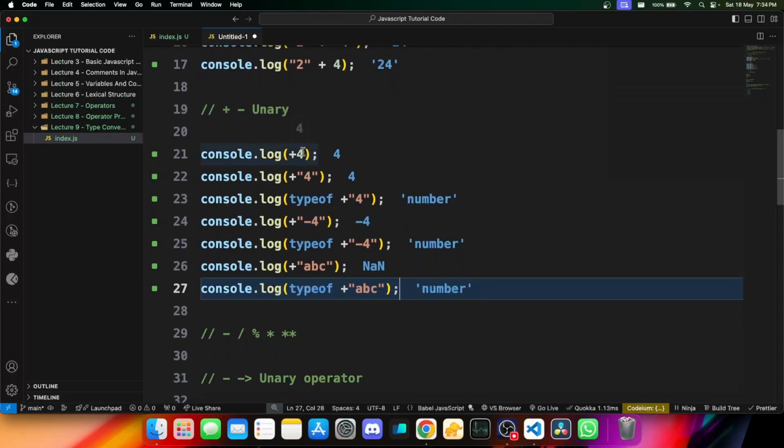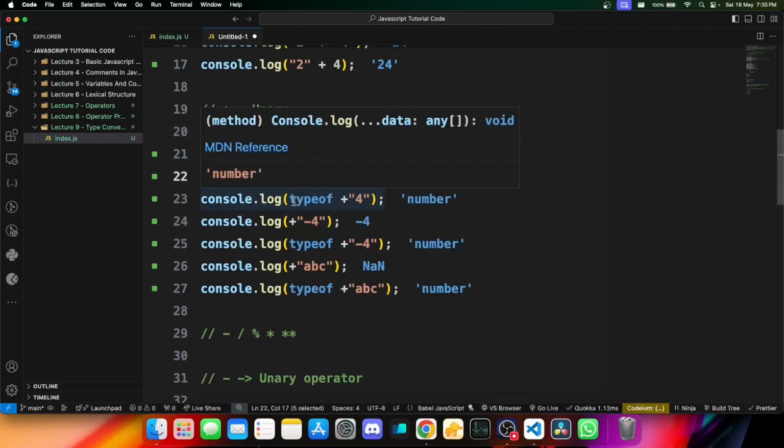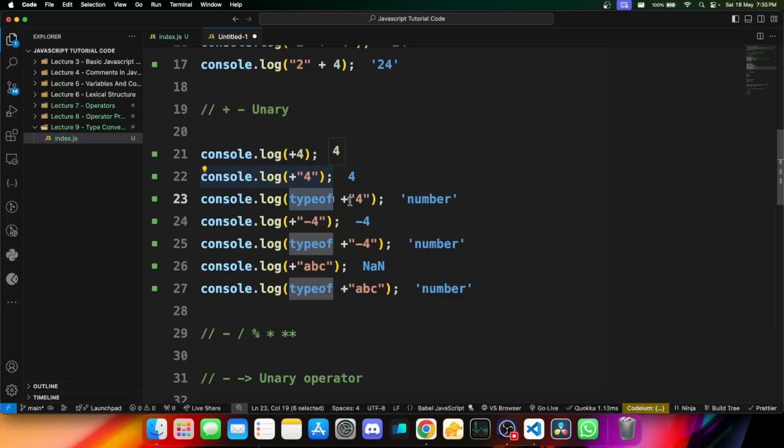For example, you can see plus 4 basically gives you 4, which is a number, not an issue. But if you do plus 4 on a string having 4 inside it, then it actually becomes 4 over there. And you can check that it is a number by just doing typeof, and you will see it's a number, right? So it basically gets converted into a number because you put a plus operator, unary plus operator, on that.